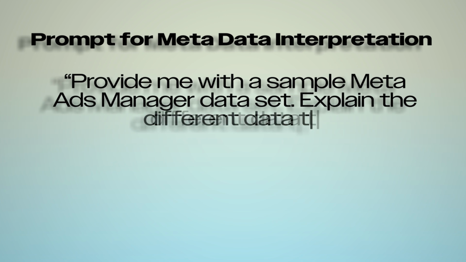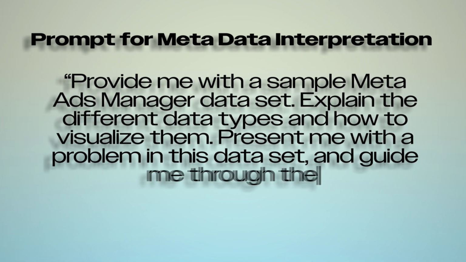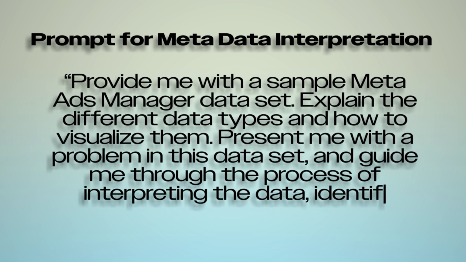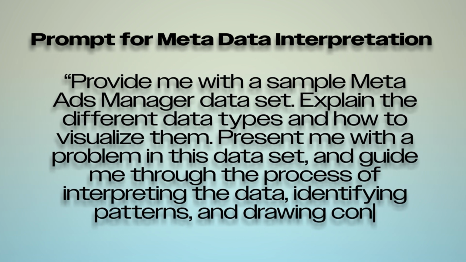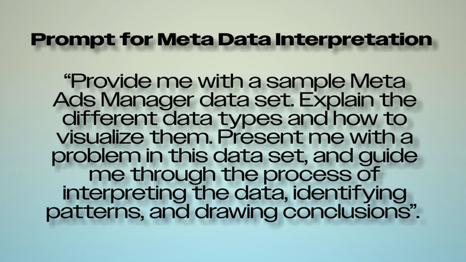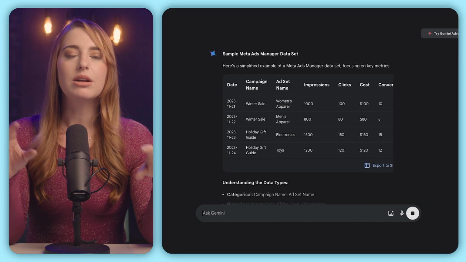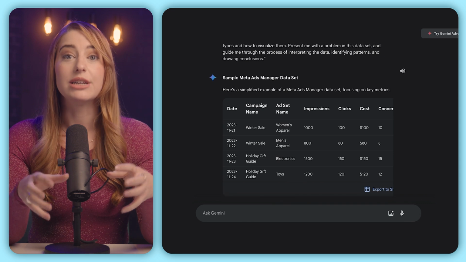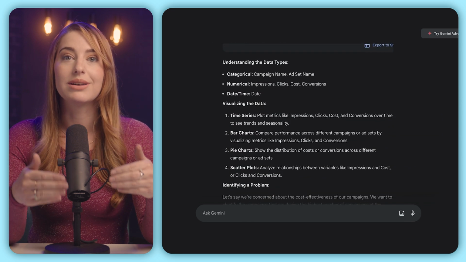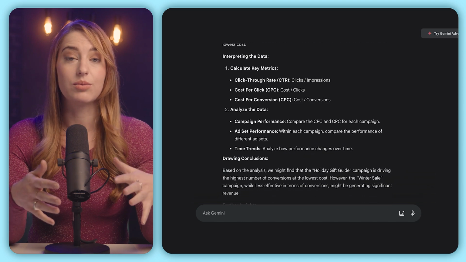Provide me with a sample Meta Ads Manager dataset. Explain the different data types and how to visualize them. Present me with a problem in this dataset and guide me through the process of interpreting the data, identifying patterns, and drawing conclusions. Here's an example of how Google Gemini might respond. Now, this is a little bit of a simplistic example, but despite it, Gemini took me through and broke down each category and demonstrated how we can summarize the data we receive, which is pretty awesome.